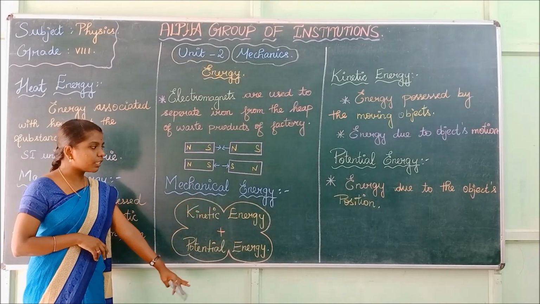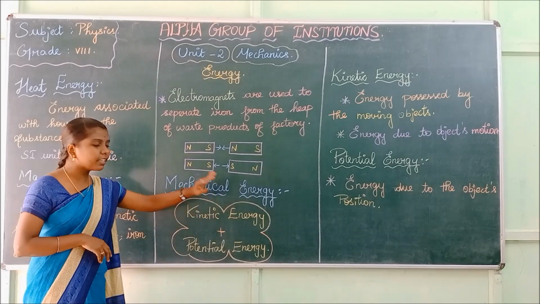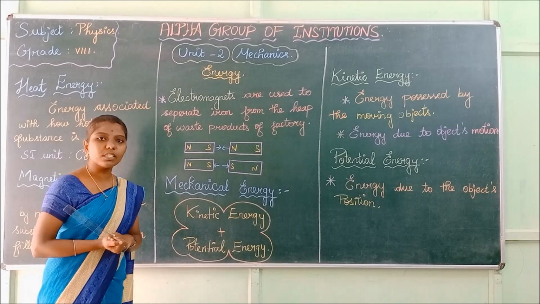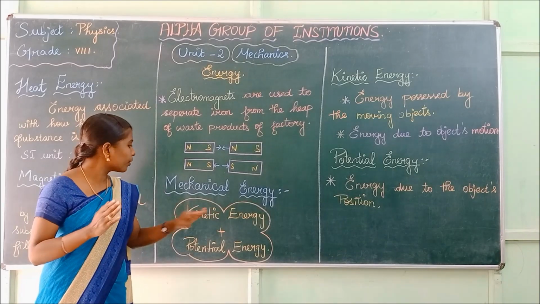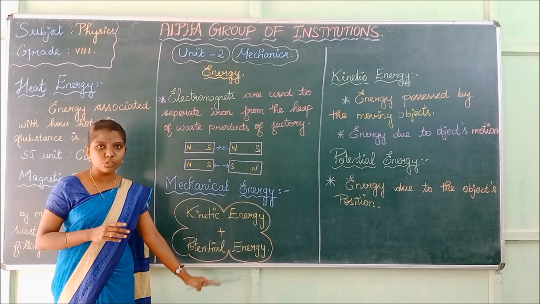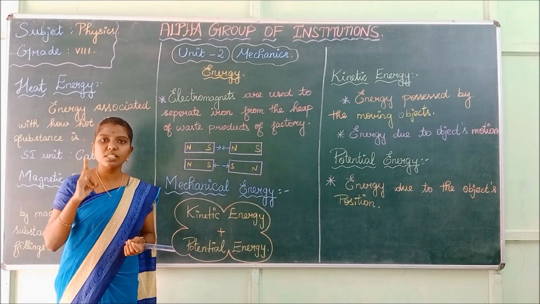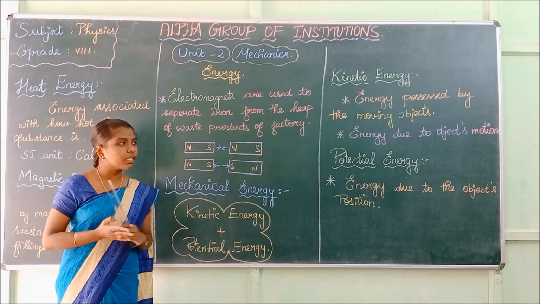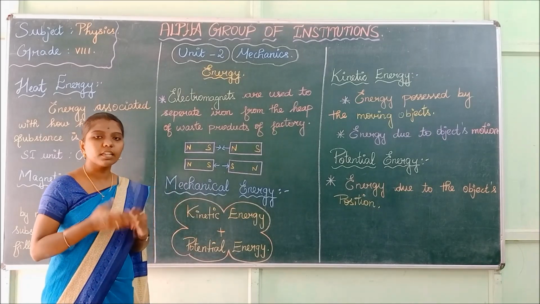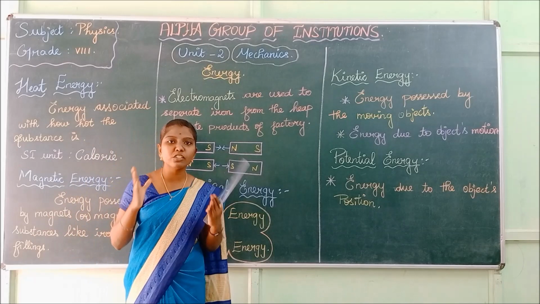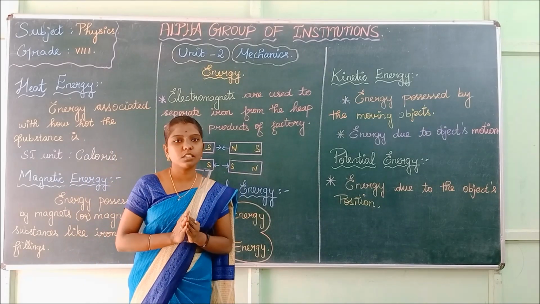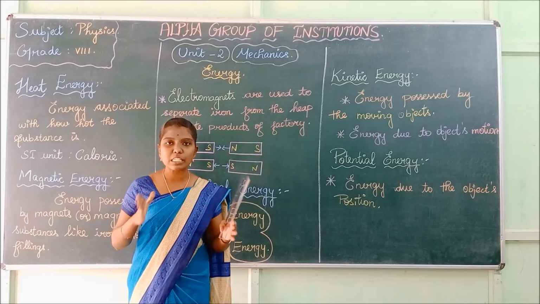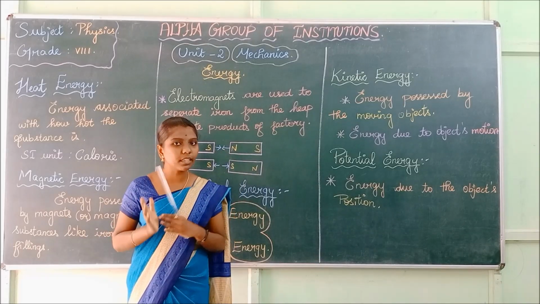Next form of energy that we are going to see is mechanical energy. What is mechanical energy? Mechanical energy is nothing but a sum of kinetic energy and potential energy. So now, what is kinetic energy? Kinetic energy is nothing but the energy possessed by a moving object. The object that is moving possesses kinetic energy.